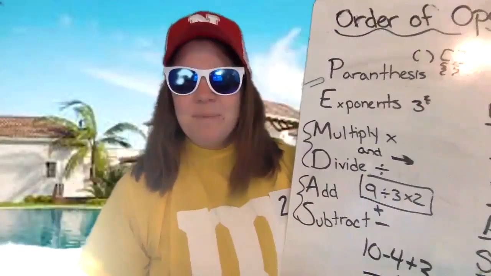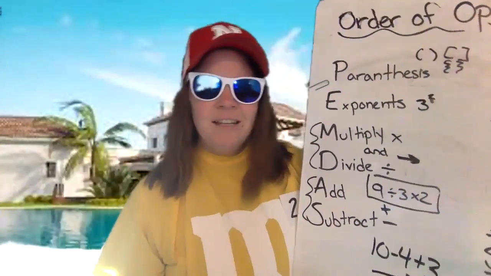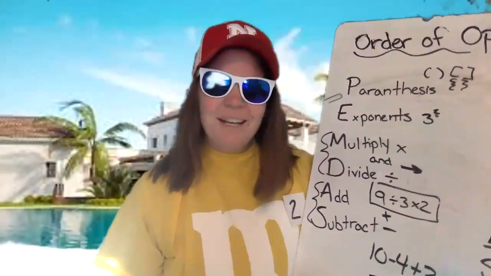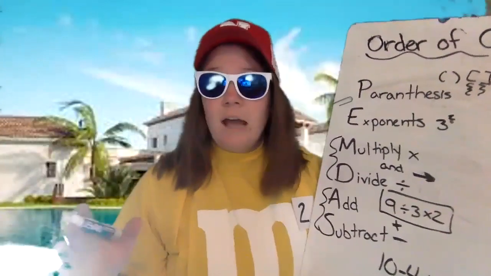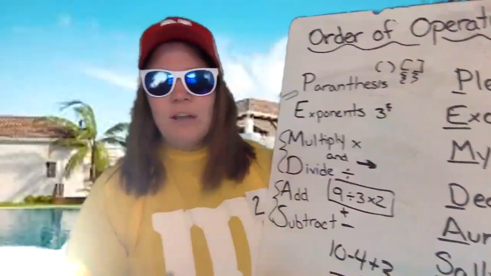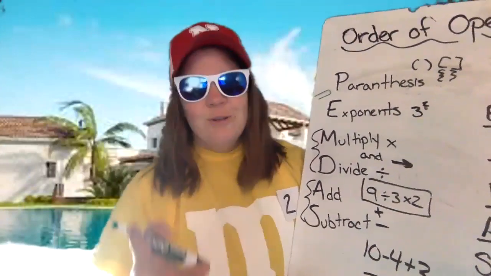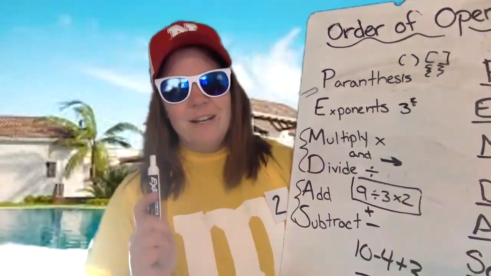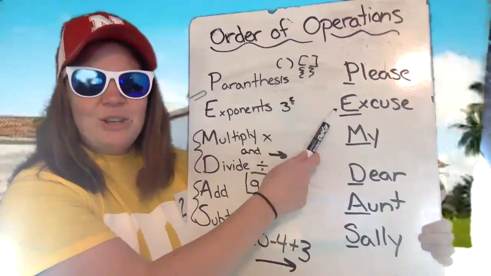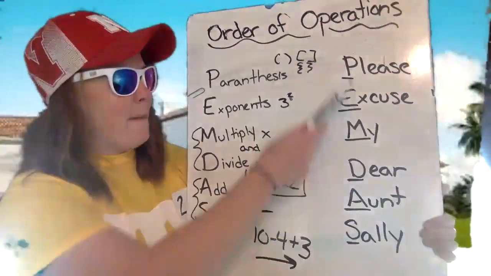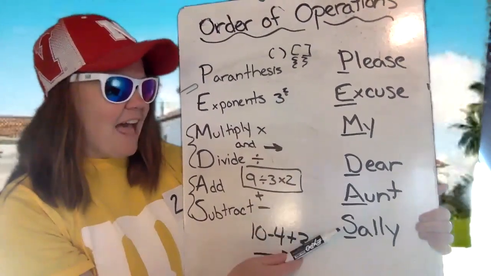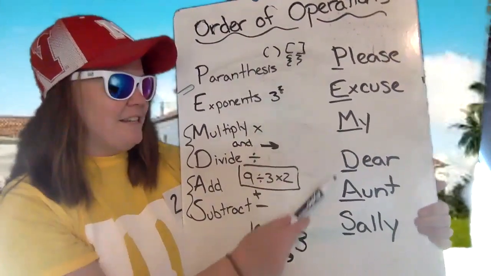Now, some people are like, DJ, that's a great song and all, but how am I going to remember all those lyrics? That's a lot of words to remember. Well, the only part you got to remember is parentheses, exponents, mult, and divide. That's the only part you got to remember. Or you can use the most infamous order of operations saying ever, which is please excuse my dear Aunt Sally. You see P parentheses, E exponents, M multiply, D divide, A add, S subtract. Please excuse my dear Aunt Sally.